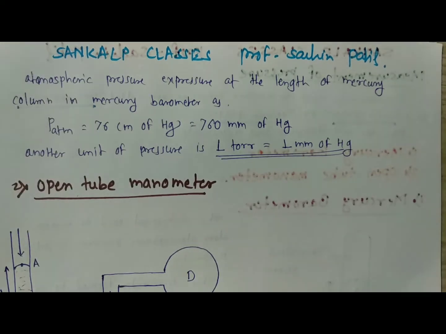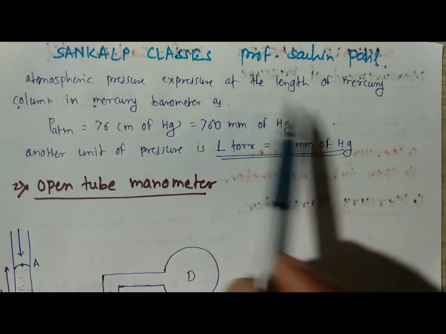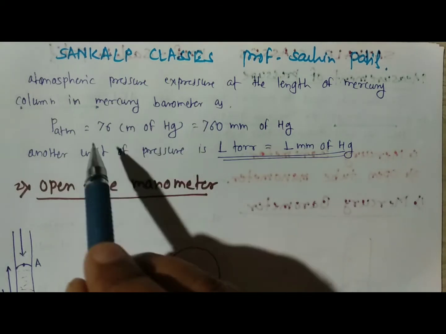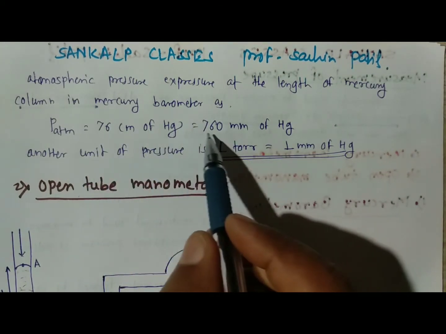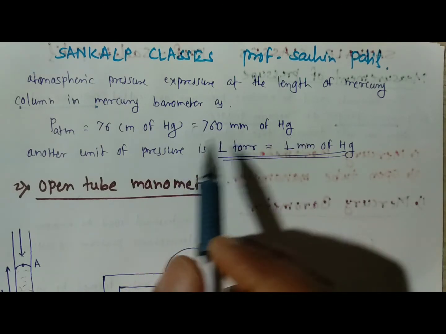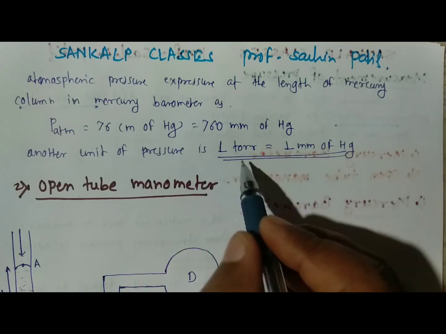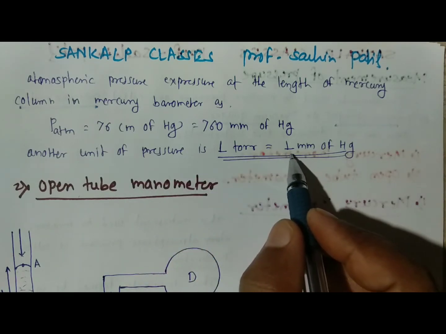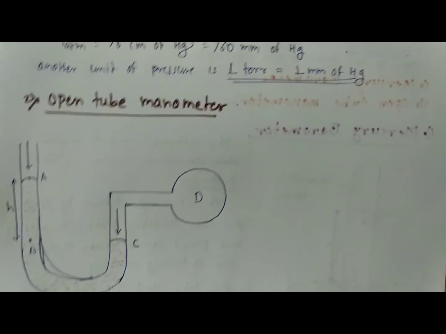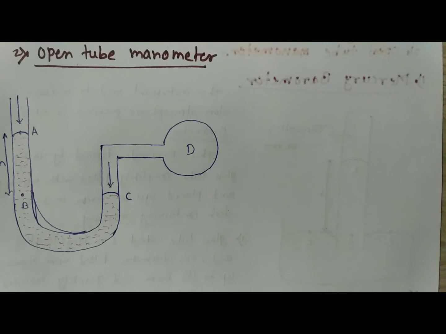Right now we are going with the consideration of pressure measured by using different instruments, and we are going with the atmospheric pressure in a mercury column. In the barometer, the atmospheric pressure is 76 centimeter of Hg, or 760 millimeter of Hg, and another unit of that pressure is 1 torr, and 1 torr is nothing but 1 mm of Hg.